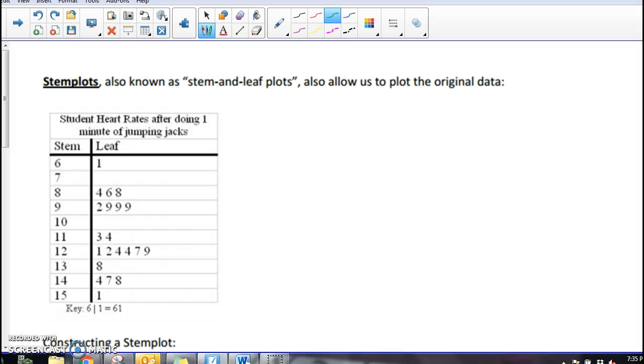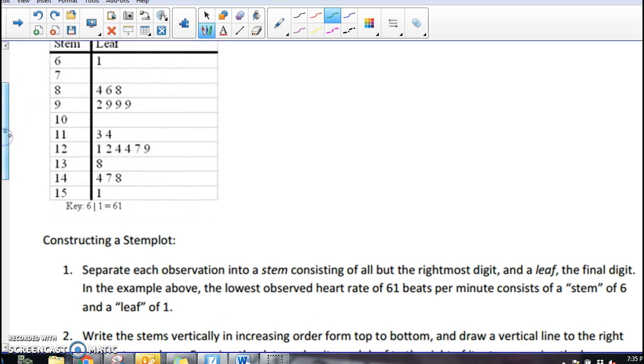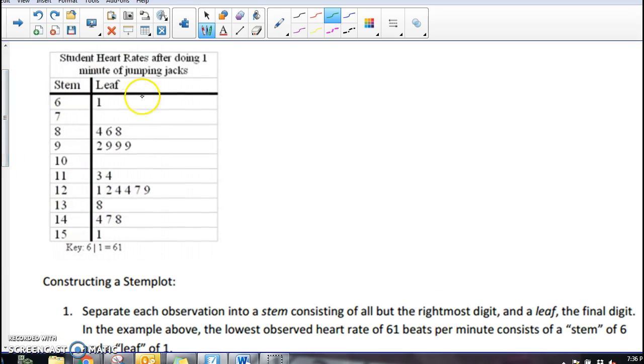The second type of graph you're going to look at today is called a stem plot. Sometimes they're also called stem and leaf plots from when you might have been younger. The steps to doing this are also listed here, so I'll go through it and then we'll look at this actual graph. It says separate each observation into a stem consisting of all but the rightmost digit. So the leaf part here should only be one digit. Therefore, this is called the stem.